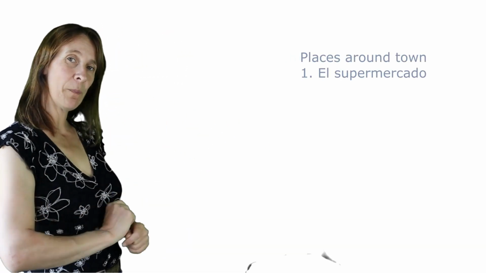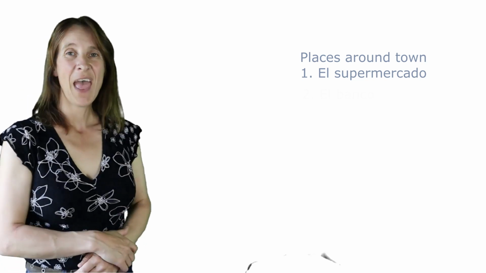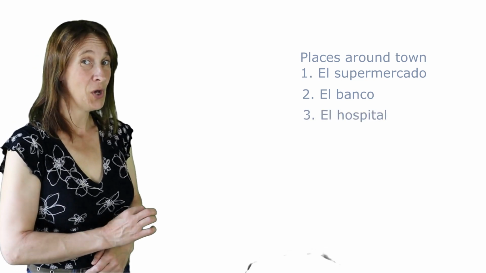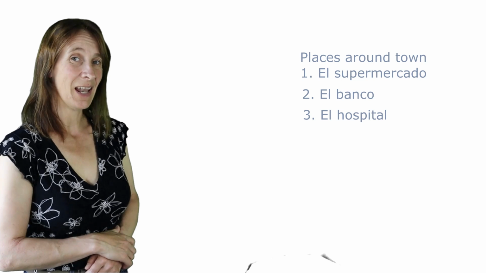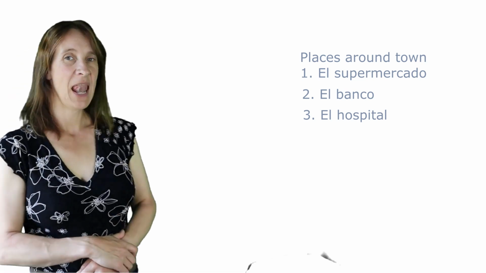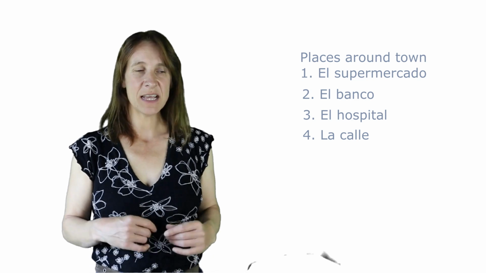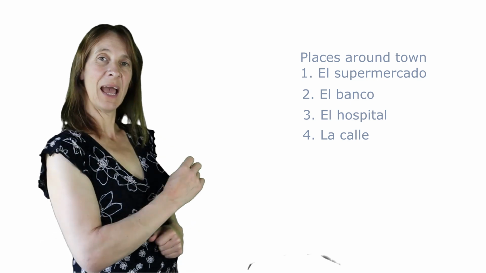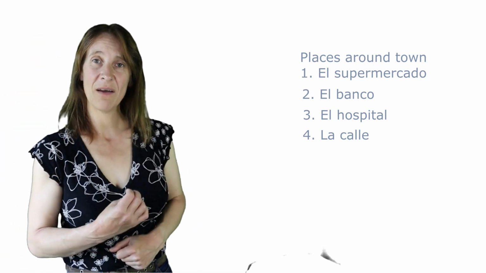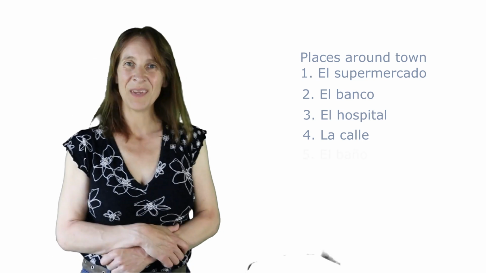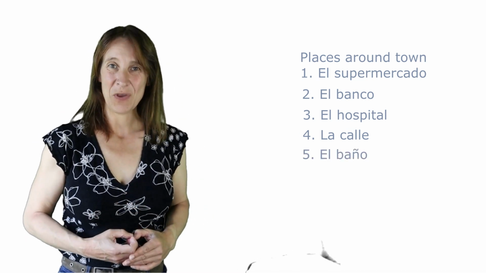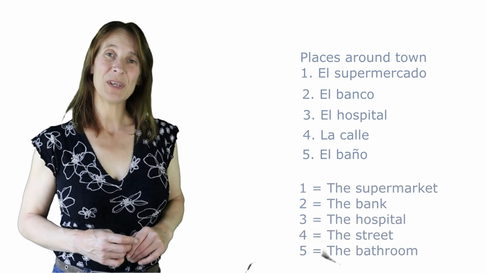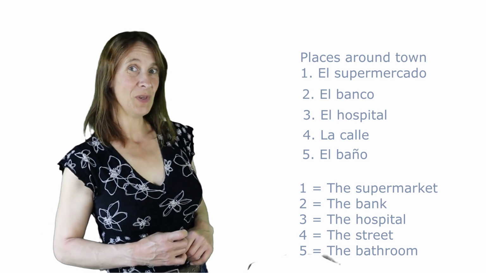So we have el supermercado, el banco, el hospital, no h sound, el hospital. We also have la calle. La calle is the street. Remember, double L makes a y sound. La calle. And this one is feminine. That's why we have la instead of el. We also have el baño, which is the bathroom. You might need to ask for this. Y es importante to be able to do that when you do need it.